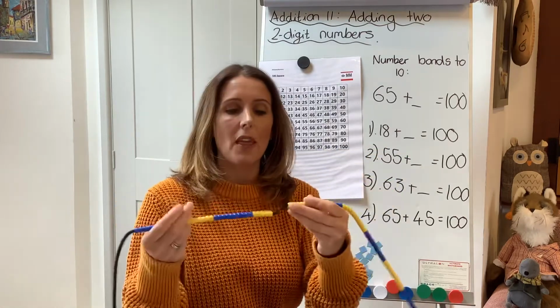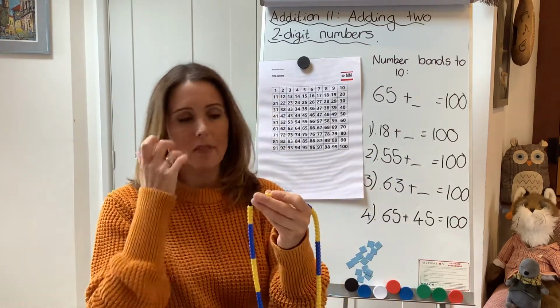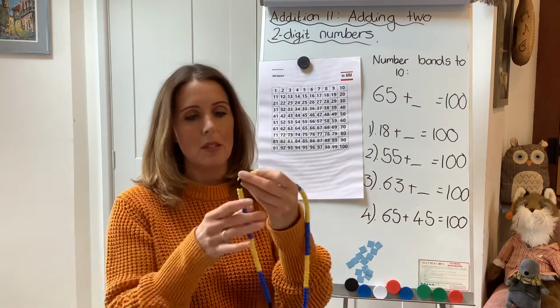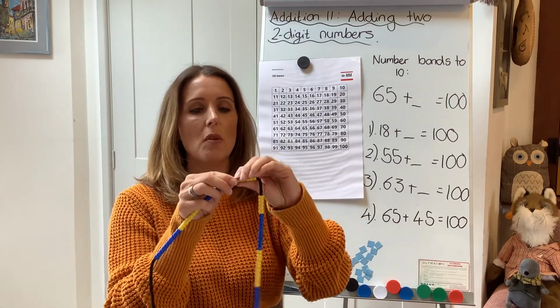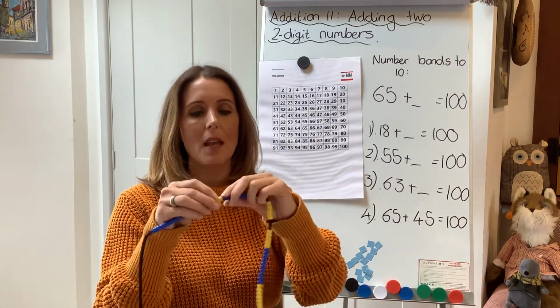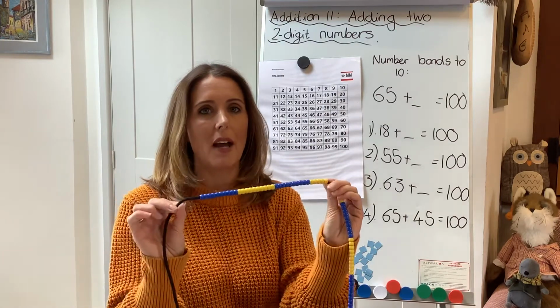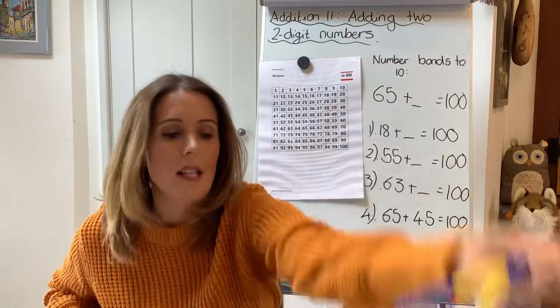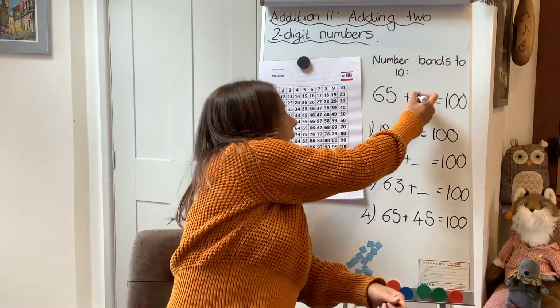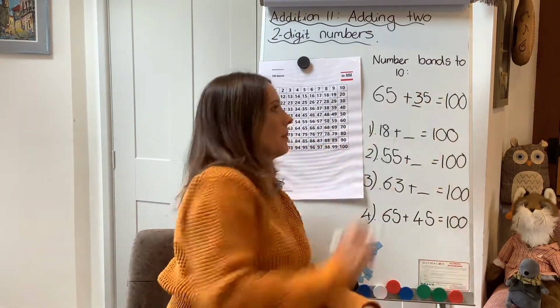Then we can think, what do we need to add to 65 to make 100? So 65, if we add 5 more on, that gets us to 70. And then 3 more tens, which makes 35. So we know that 65 and 35 will make 100.